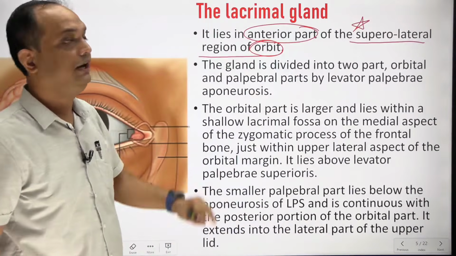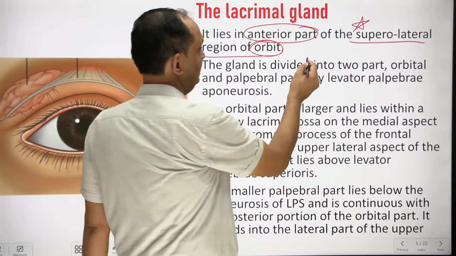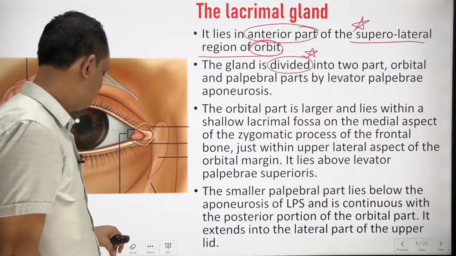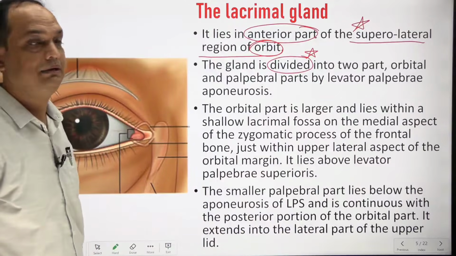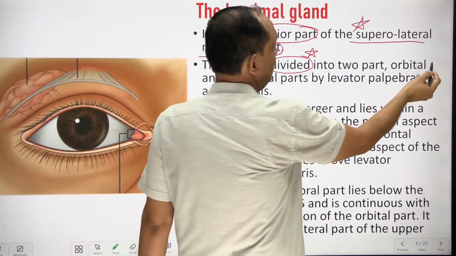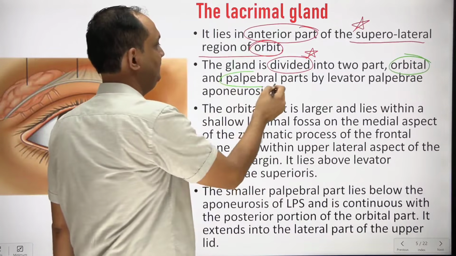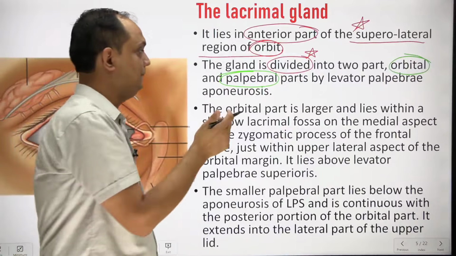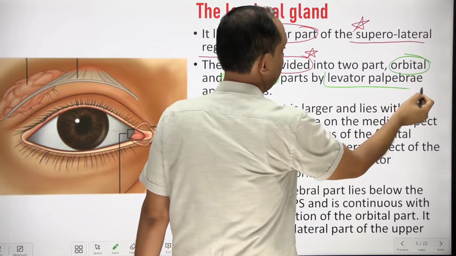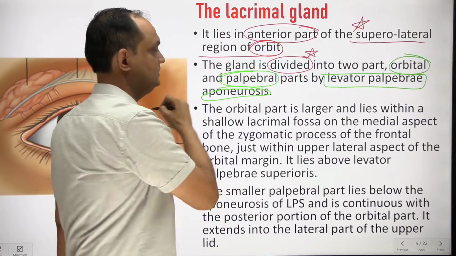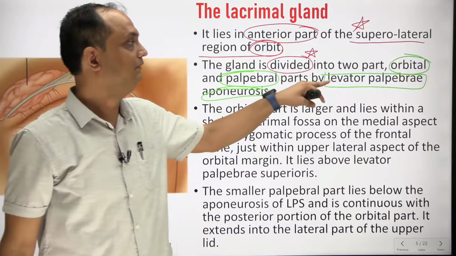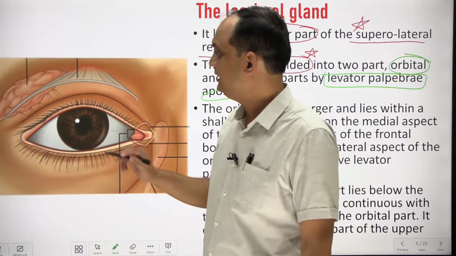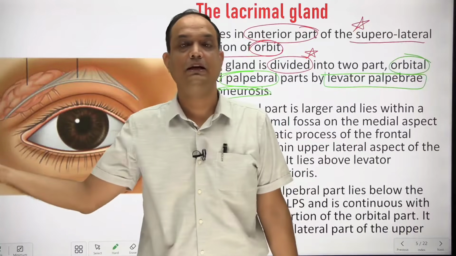Then the gland is divided into two parts. Now this is again an important point which you have to remember: what are the parts of the lacrimal gland. The lacrimal gland is divided into two parts, the orbital part and the palpebral part. But how? It is divided by a muscle aponeurosis that is known as the levator palpebrae aponeurosis. What is the name of the muscle? Levator palpebrae superioris aponeurosis. Now here you can see that this is the eye of my right side.